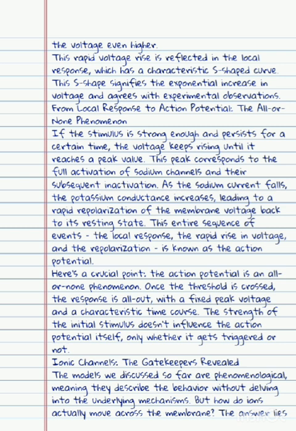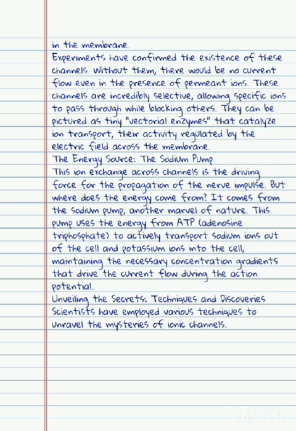Ionic channels, the gatekeepers revealed. The models we have discussed so far are phenomenological, meaning they describe the behavior without delving into the underlying mechanism. But how do ions actually move across the membrane? The answer lies in ionic channels in the membrane. Experiments have confirmed the existence of these channels. Without them, there would be no current flow, even in the presence of permanent ions.